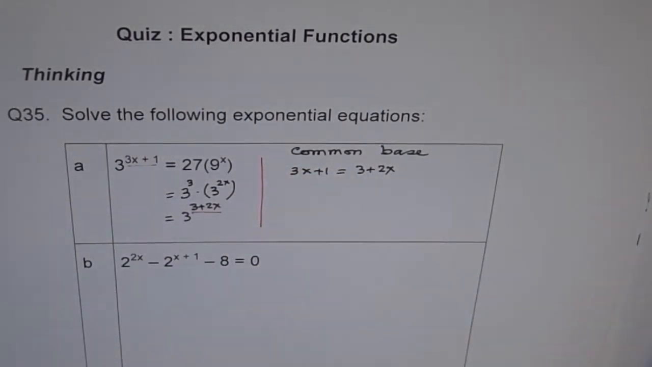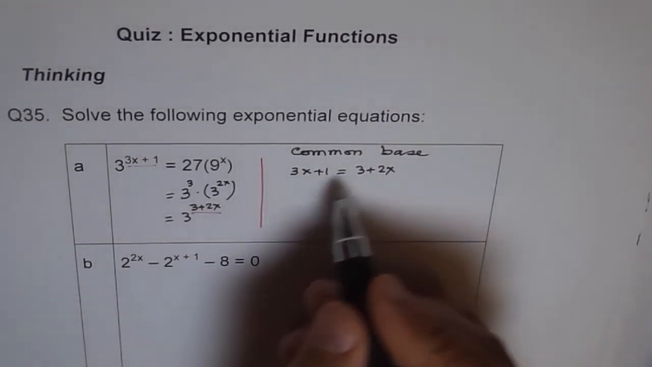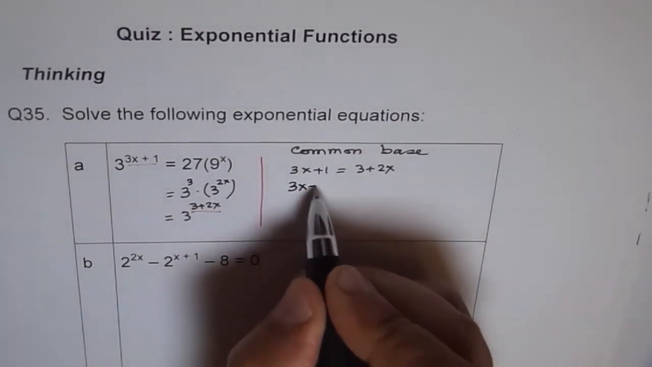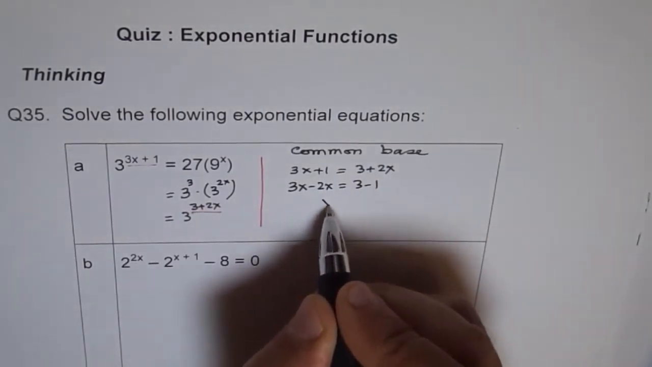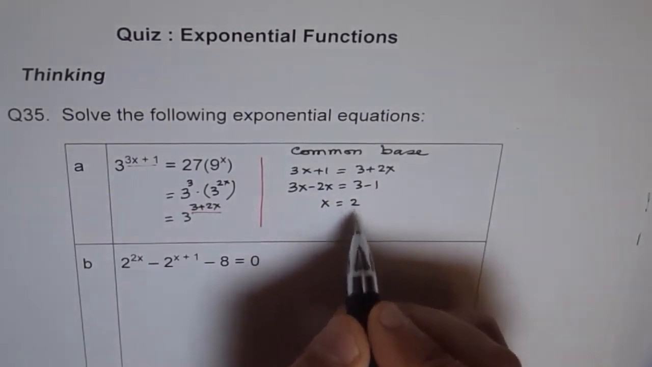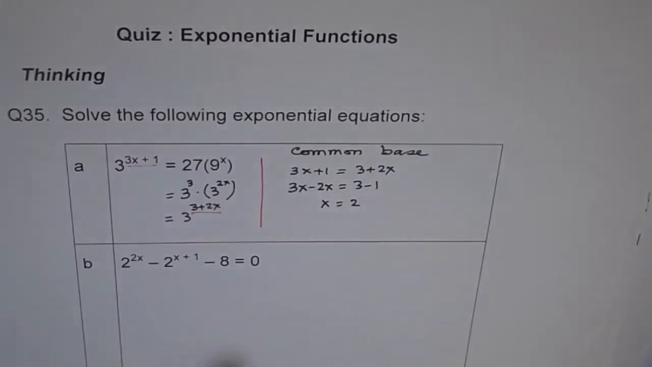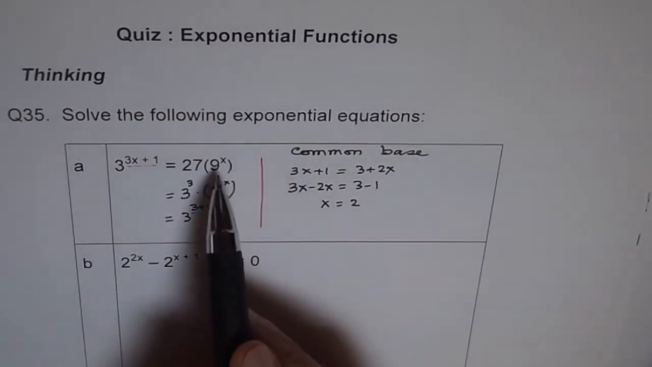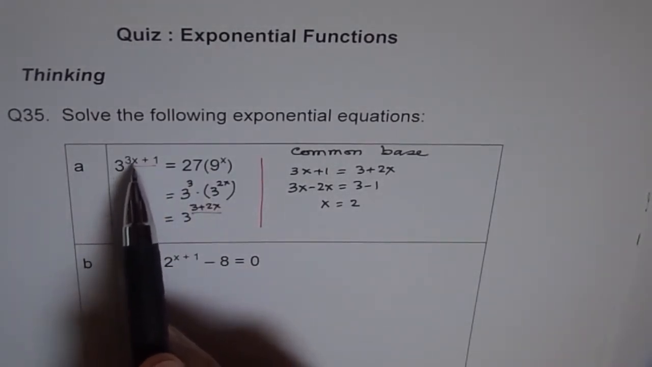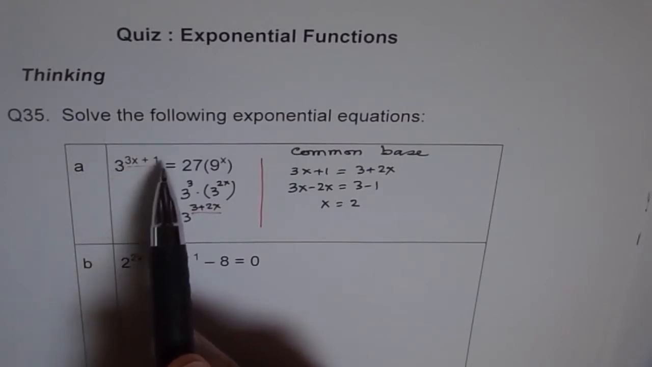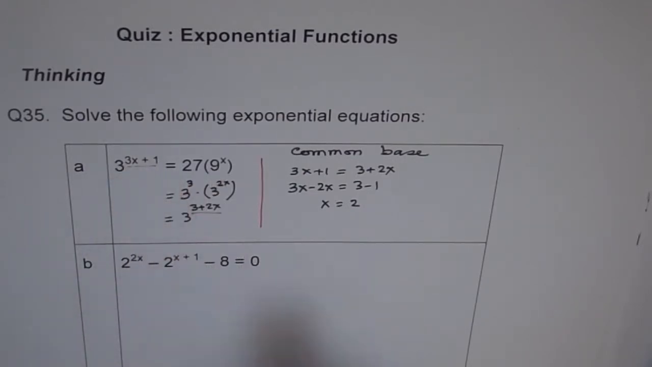Now, let's solve for x. So we'll bring 2x here. We have 3x minus 2x equals 3 minus 1. So x equals 3 minus 1, which is 2. So that is the solution, correct? You can always check your solution. Plug in 2 here, 9 to the power of 2 is 81, so you get 81 times 27. Plug in 2 here and you get 2 times 3 is 6, 6 plus 1, right? And then figure out whether it's the same or not.